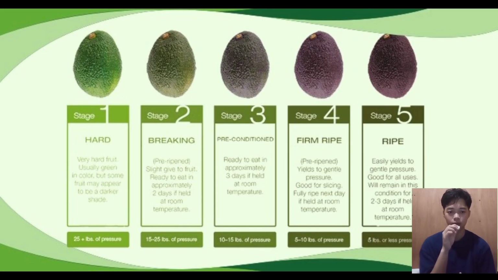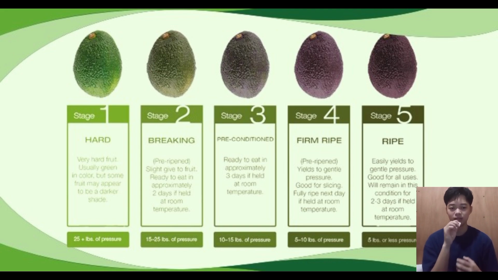Stage 4, the firm ripe. The skin is now deep purple-green. It is the ideal texture for slicing, as it yields slightly to a gentle touch but maintains its structure. It is roughly 24 hours away from being fully soft. Last, stage 5. At this final stage, the avocado is dark and soft to the touch. This is the guacamole stage, perfect for smashing or spreading. It will remain at its peak quality for 2 to 3 days at room temperature before ni siya ma-overripe.